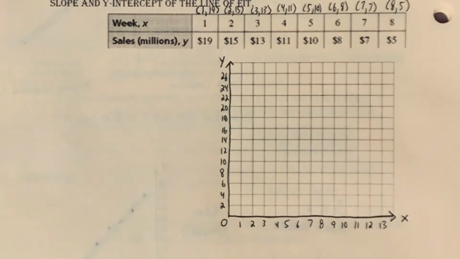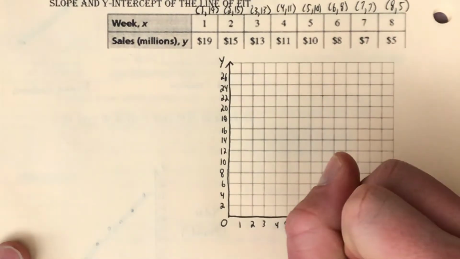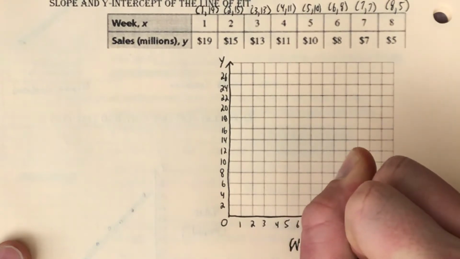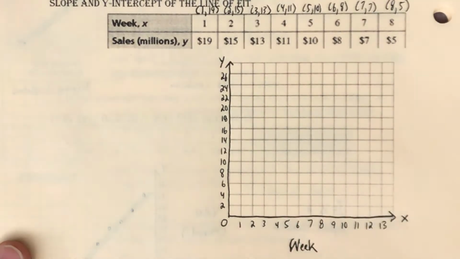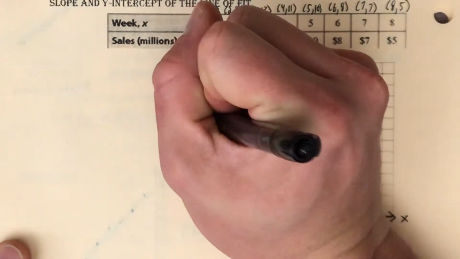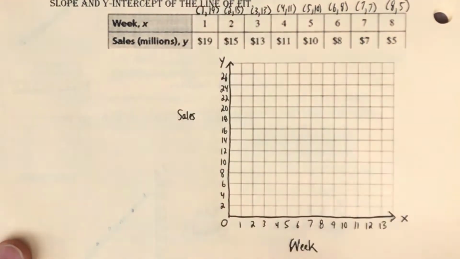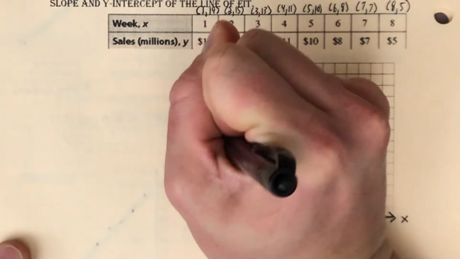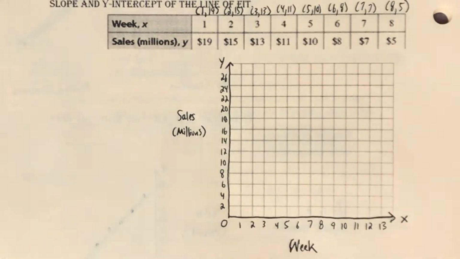All right, then remember, because this is specific data, we need to label each axis and what it's talking about. So remember, the x-axis is talking about weeks, or the week it's on. And then the y-axis is talking about the sales. And remember, these numbers look small, but they're really talking about in millions. So I need to label that as well. So sales in millions.